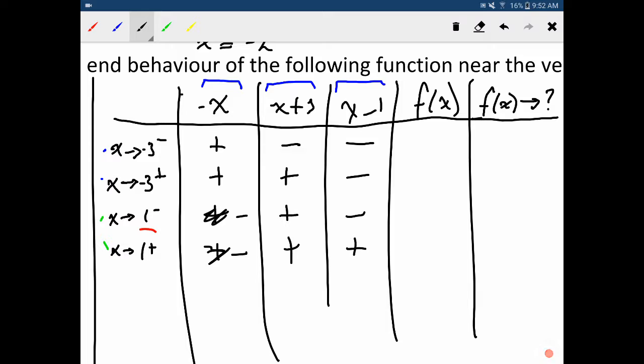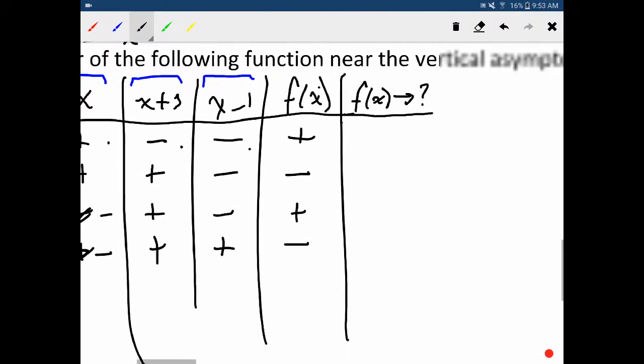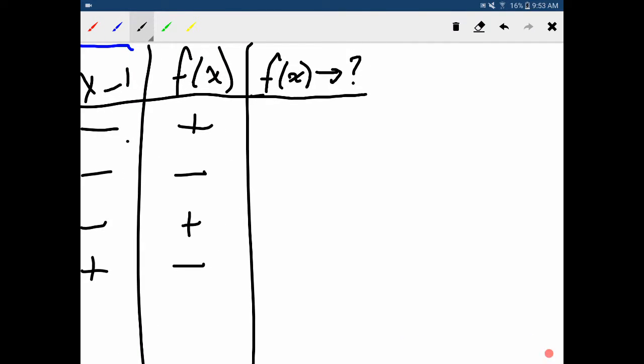Okay, so overall we can look at the whole function. If we had a positive and a negative, it's actually divided by a negative and a negative, it doesn't make a difference though, it's going to give us a positive. Okay, if I have a positive and a negative, it'll be a negative. 2 negatives and a positive will give us a positive. And 1 negative, 2 positives will give us a negative. Okay, and so what this tells us is that what the function is approaching is going to be positive infinity, negative infinity, positive infinity, and negative infinity. Okay.